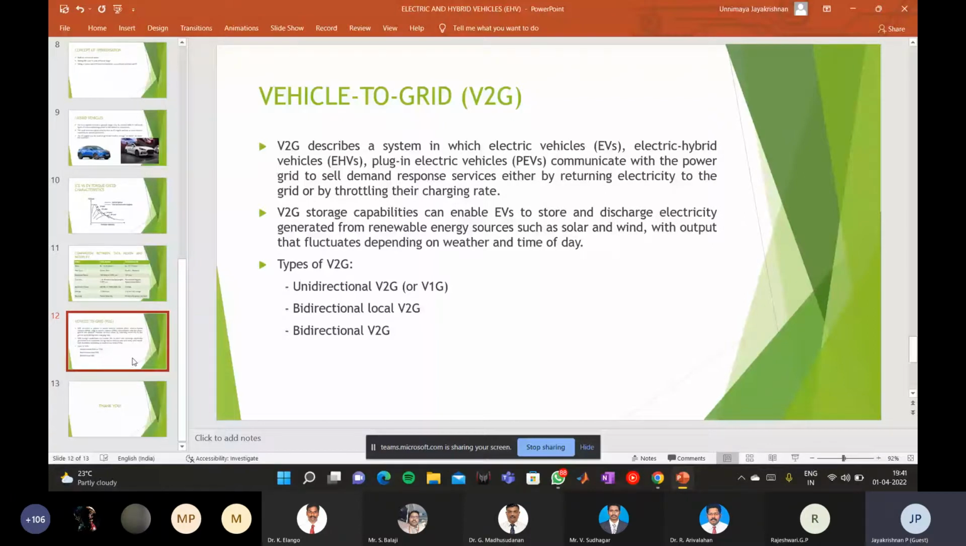Some benefits are being given by government. What are those benefits? First of all, that is road tax. Over the vehicles which are having basic price or ex-showroom price above 15 lakhs, normal IC engine vehicles have 15% road tax. But for this EV, the road tax is only 5% in Kerala. Some of the states in India are giving subsidy, and full road tax is exempted for promoting EV.